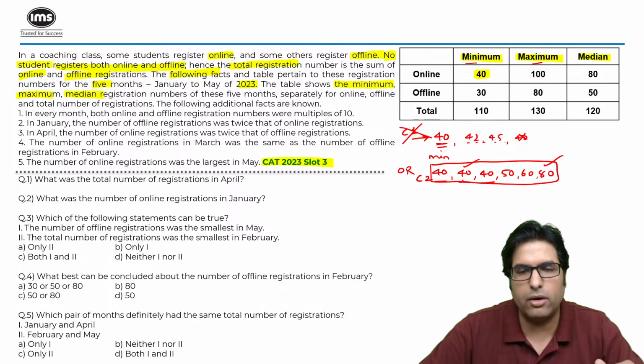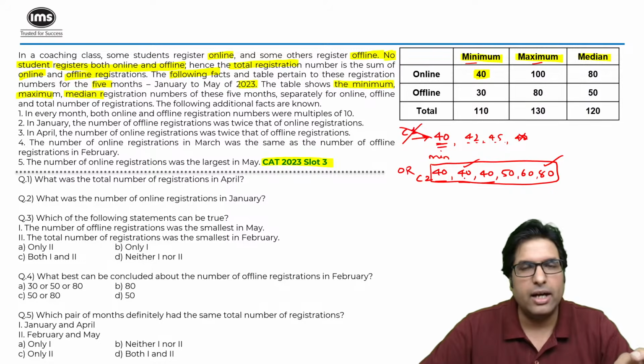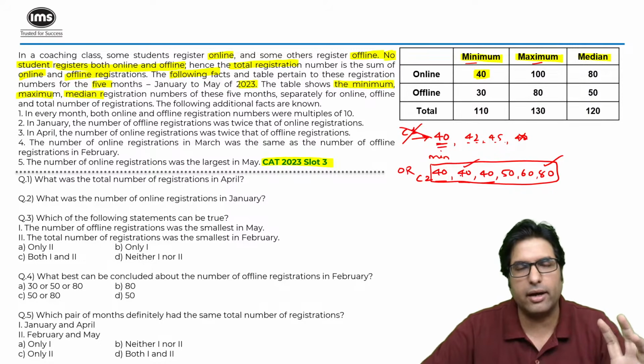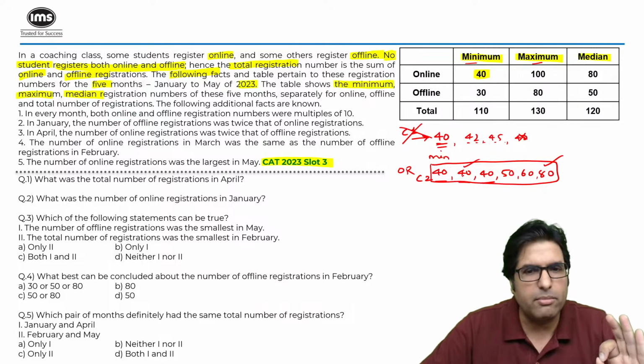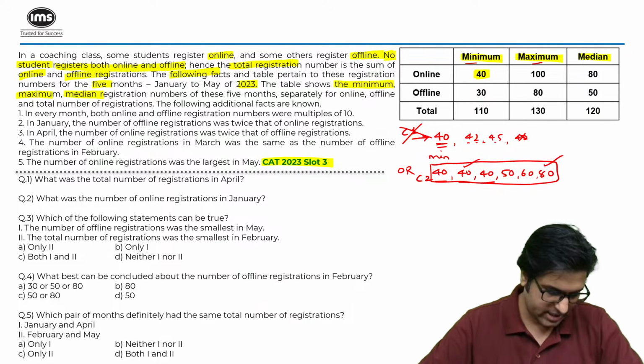So please remember this for QA as well as DILR. Even for RCs, you never know, this might be relevant in critical reasoning based questions. Always remember, for minimum, there could be multiple minimum values, but no value would be lesser than that value. Same is the case for maximum.